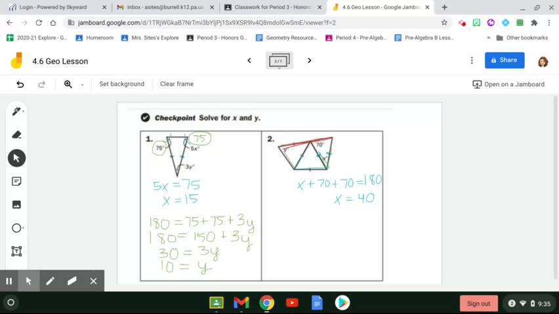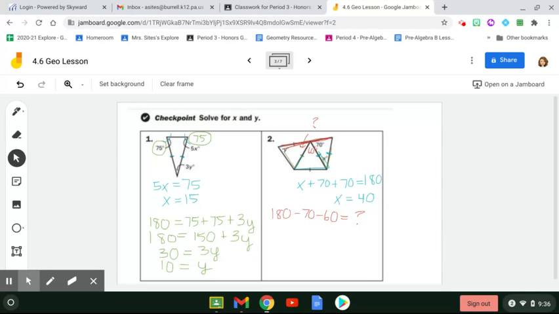I know that inside the equilateral triangle, all the angles have to be the same. So that means I would have to take 180 and divide that by 3. So this would have to be equal to 60. So the unknown angle right here at the top, to get that information, I'm going to do 180 minus 70 minus 60, and that's going to get me my unknown answer at the top.